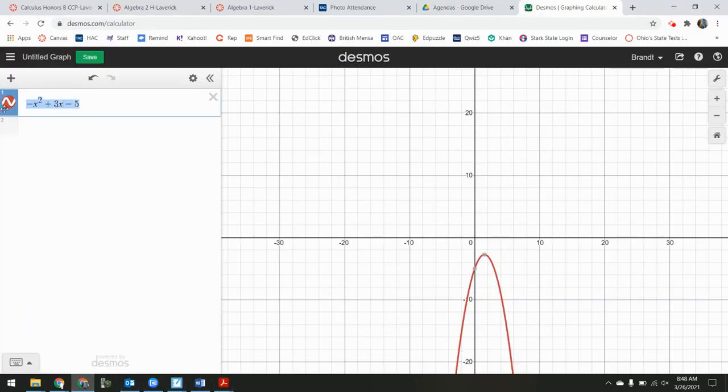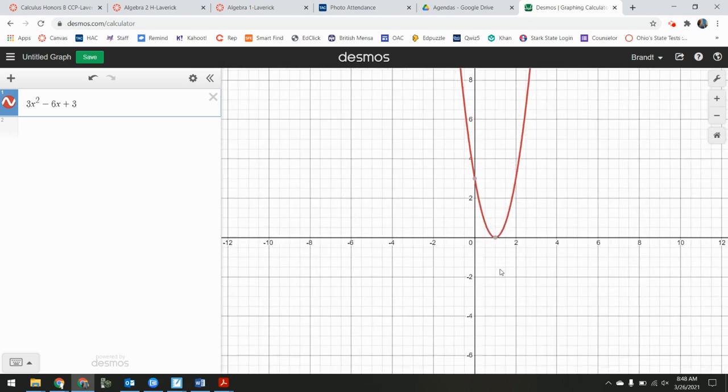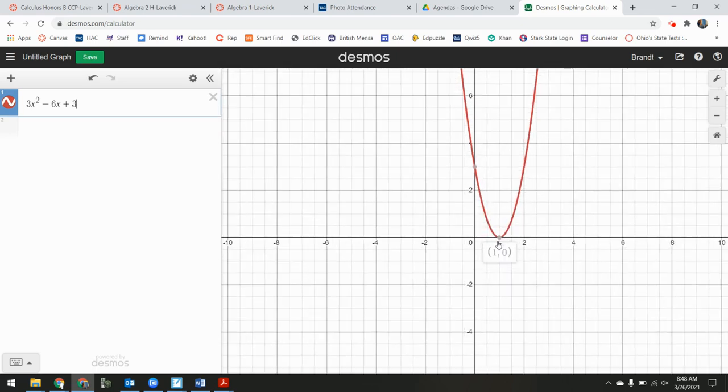3x squared, shift 6 for the squared, minus, was it minus 6x? Yeah, minus 6x, and then a plus 3. I could zoom in a little bit there because I might not see it. Maybe I'm too far zoomed out. But does this cross the x-axis twice? No, just once, at 1. At 1 comma 0. Okay. So the solution to that equation is 1. Just a simple 1. Does that make sense?